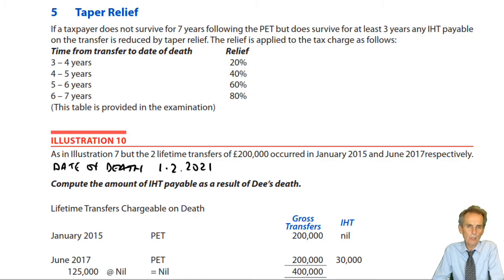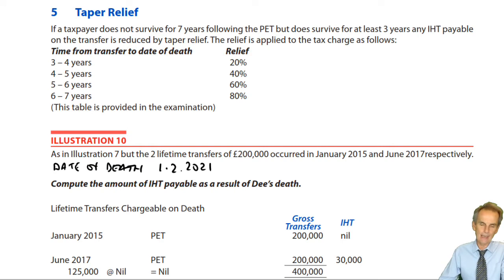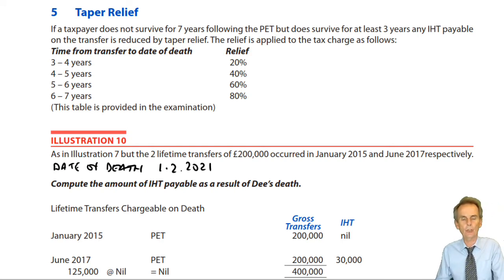Well, in terms of the computations for IHT that we've seen so far, we have seen those computations that are required by the death of the taxpayer. Should the taxpayer die, the most likely outcome we suspect in any exam question we see, the occasion of death creates two IHT computations. The first, lifetime transfers chargeable when made. The second, the chargeable estate at death.